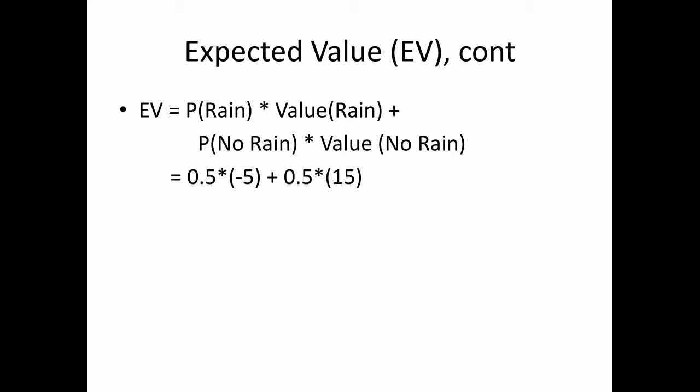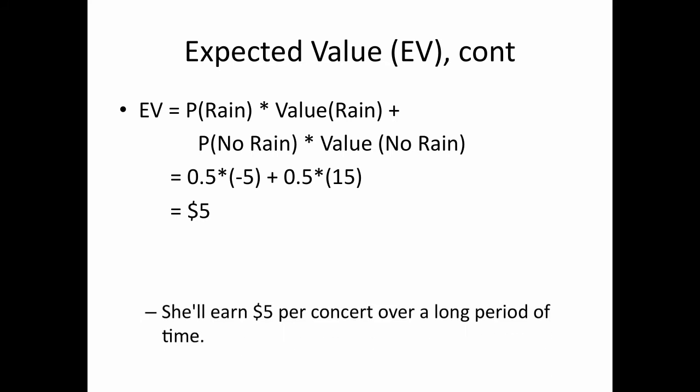We add to that the expected value if it doesn't rain. And so that's 0.5, which is the probability of it not raining, times 15, which is the amount of money the promoter will earn if it doesn't rain. If we do the calculation, what we find is that the promoter will expect to earn $5 regardless of the state of nature. So this isn't what actually happens. This is what they would expect to happen after you account for the probability of rain and no rain, and after you account for the different value that you will earn as the promoter depending on whether or not it rains or it does not rain.